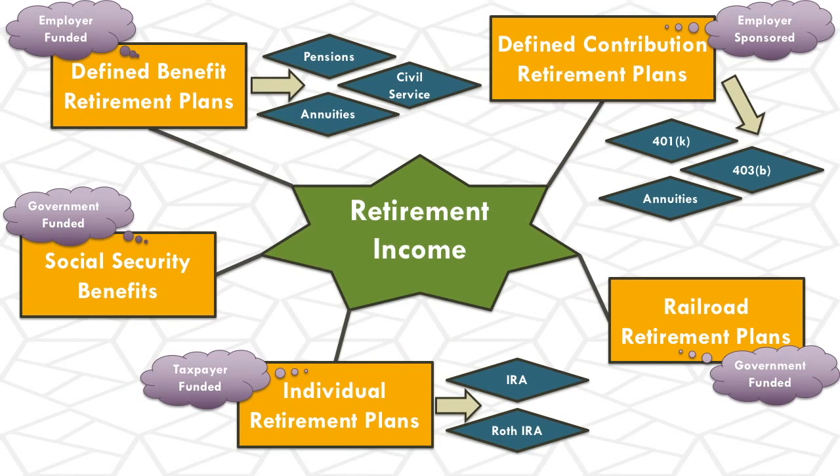As you can see, retirement income is very complicated. There's a lot that goes into it. Hopefully it's a little bit clearer now at the end of this lesson. However, in part 2, we're going to talk a little bit more about certain other aspects of retirement that we did not cover in this lesson.